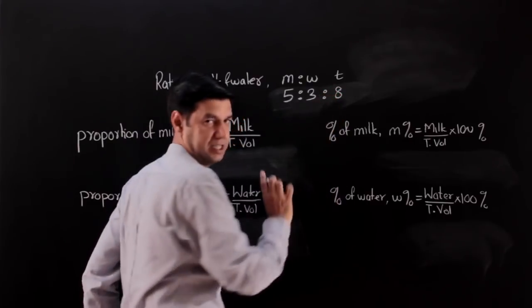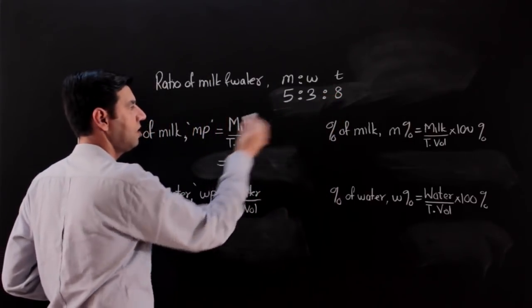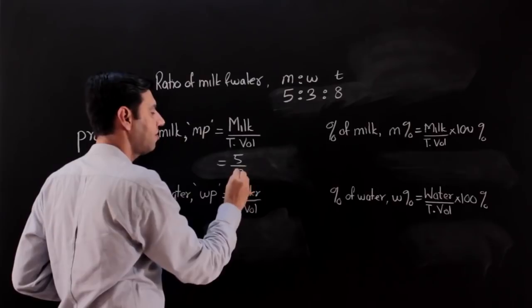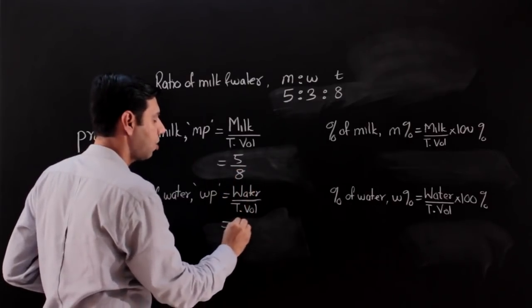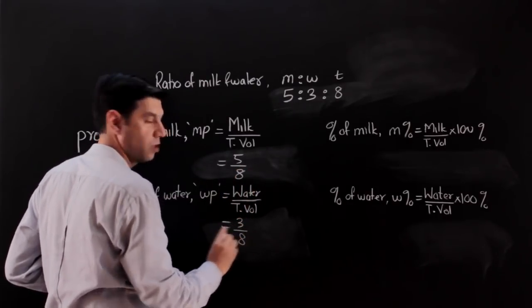This is all in ratios itself, right? The proportion is very easy. What is the milk? Milk is 5 out of a total of 8. What is water? Water is the balance, 3 out of a total of 8.